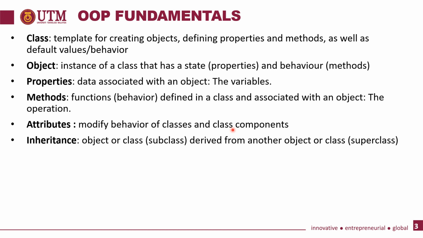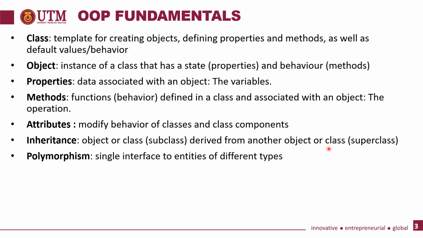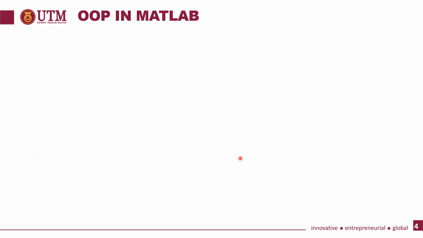And lastly, inheritance. Inheritance is an object or class which derives from another object or class. If you have a class, inheritance is a class or an object that you get from another object or another class. The last fundamental for OOP that we will learn today is polymorphism. Polymorphism is a single interface to entities of different types.